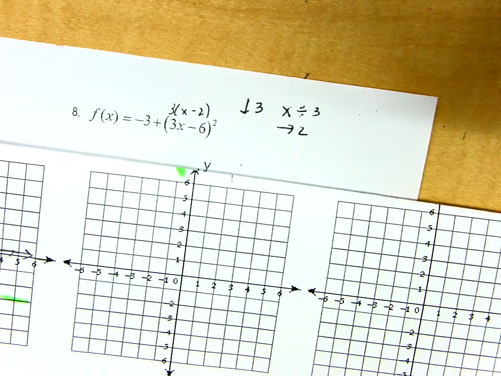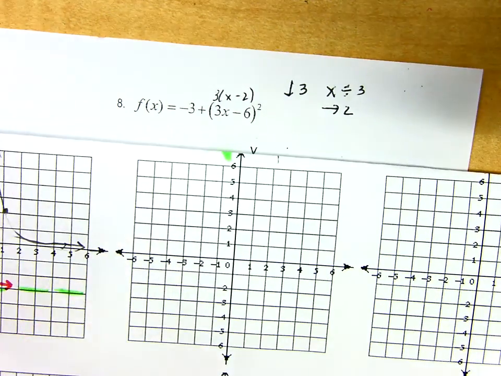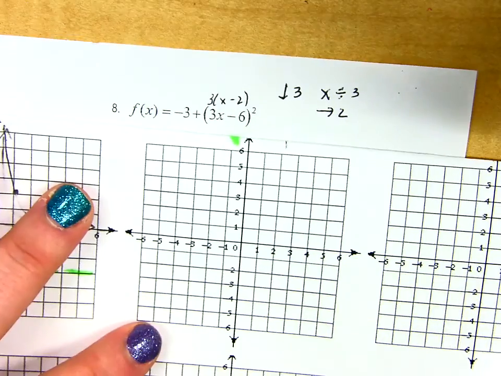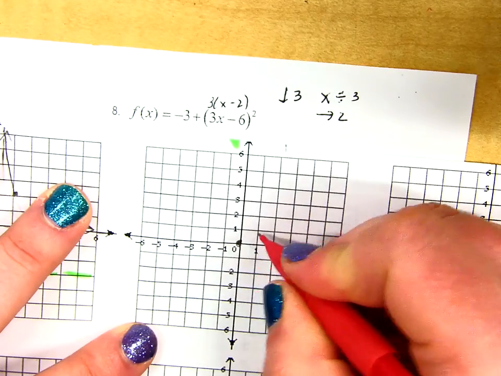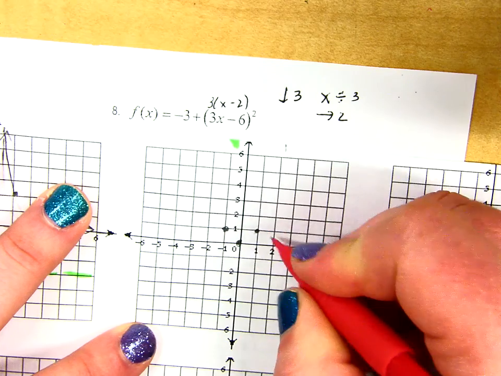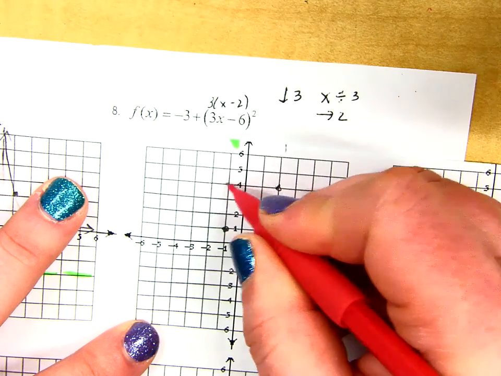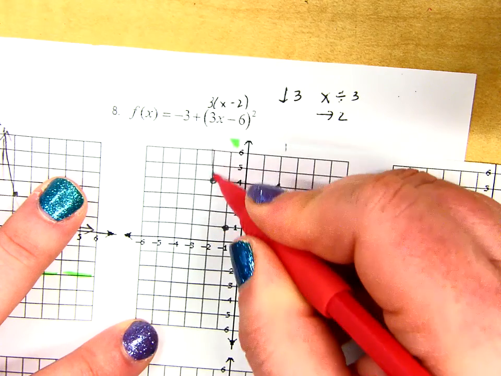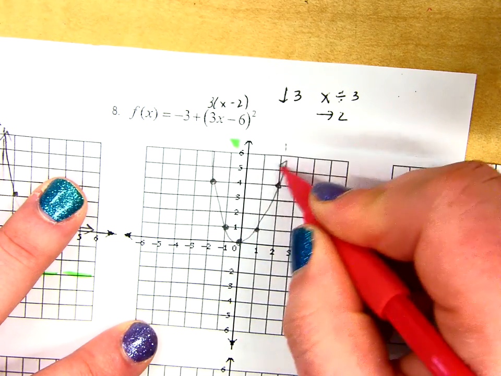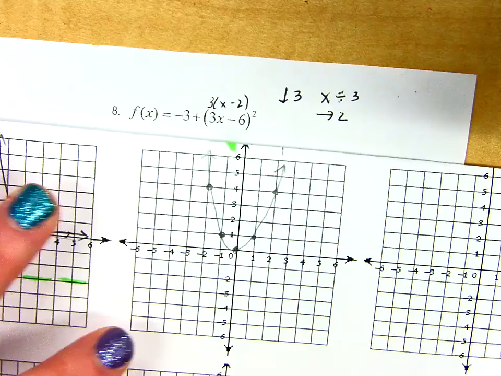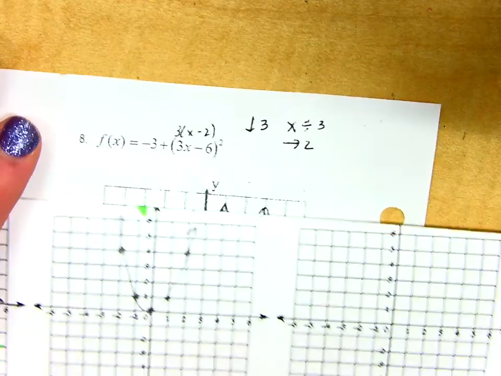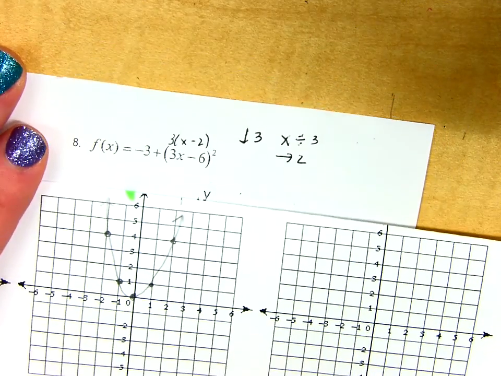So let's talk our way through this one. Who's the parent function? X squared. So let's sketch that real quick. Hopefully you guys are quick at sketching these now. Okay, so there's the parent function. Now, let's sort through this. This needs some work done to it to begin with.